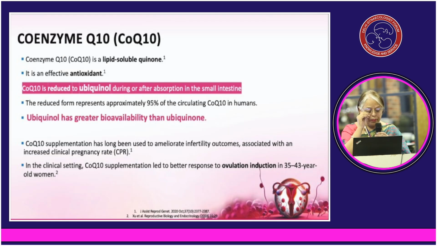Coenzyme Q10. It is also a very powerful antioxidant, and it is the ubiquinol part of coenzyme Q which has greater bioavailability. It has been found that when given to elderly women more than 35 years of age, it leads to a better response to ovulation induction.